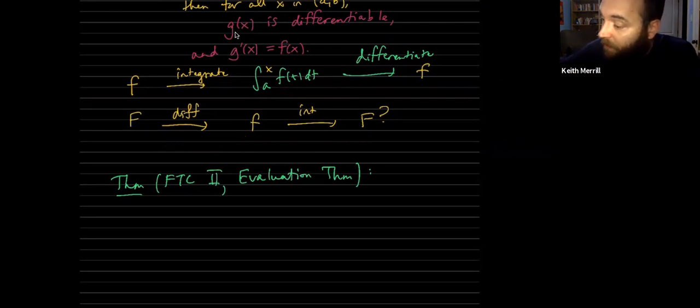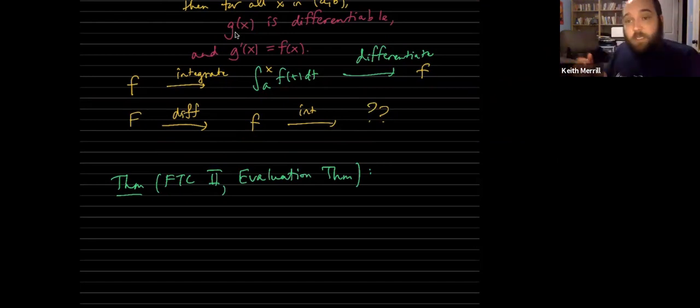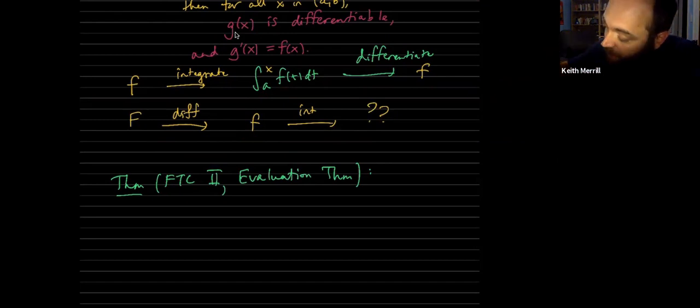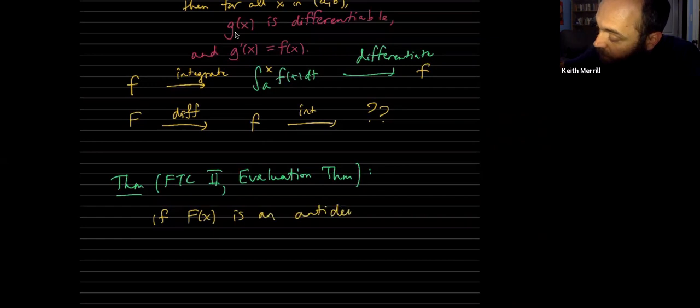So just to be clear, let me put question marks here because it's a little more complicated than what I just wrote, but what we're going to write down is a very specific form. So what does the FTC 2 say? It says if F of x is an antiderivative of little f of x, i.e.